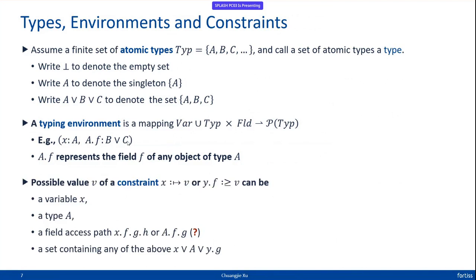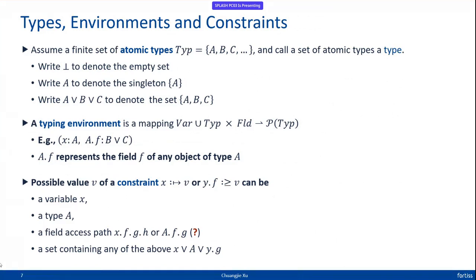And then let's think about the value in the constraint. When I say the value of a constraint, I mean something like x must have value v, or y.f must have value greater than v. What are these possible values? Here, the v can be a variable, because, for example, you may assign x to y. So here, the value should be y. You may also assign a concrete object, of which you already know the type. So the value here can also be a type.